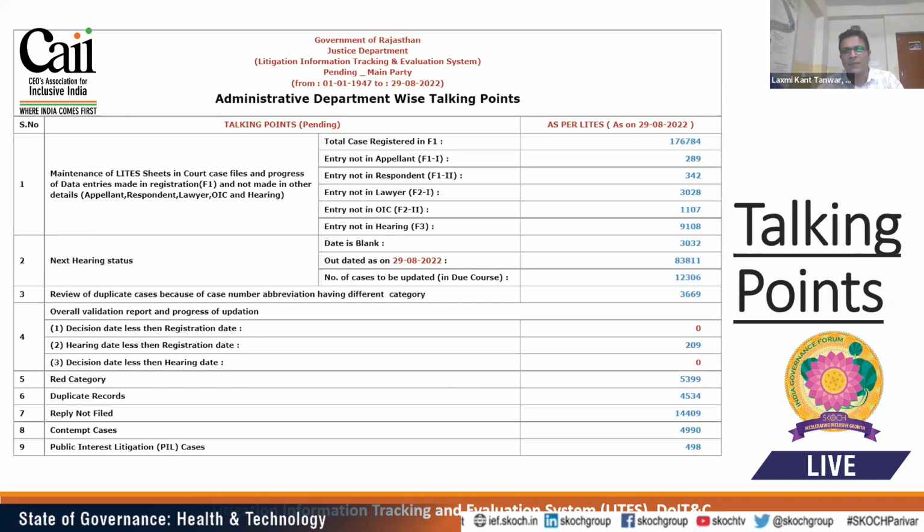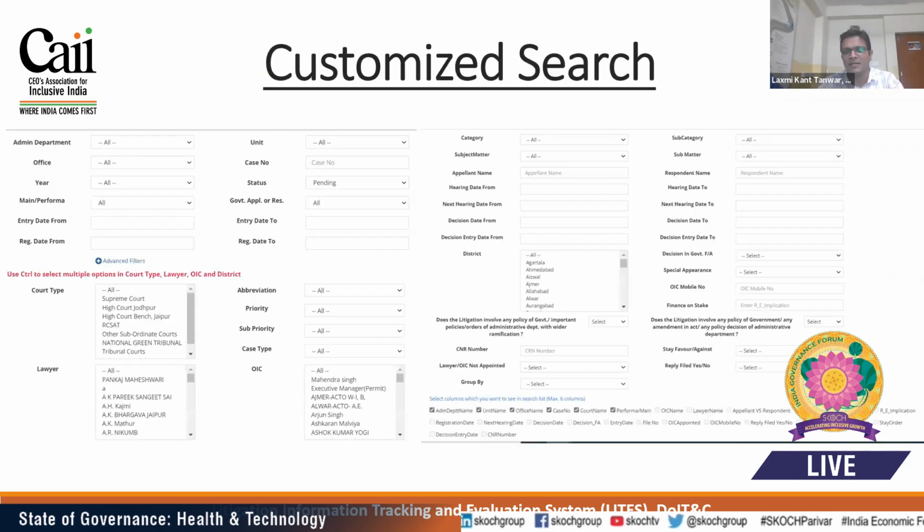And for any respective OIC, there is a talking point saying he can, as on date, have a rough summary of the cases and everything. So he can. This is the customized search.